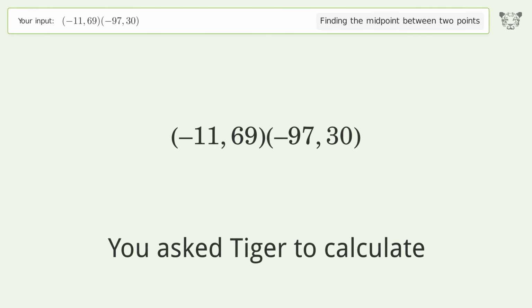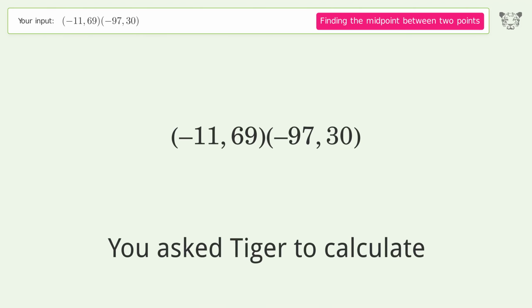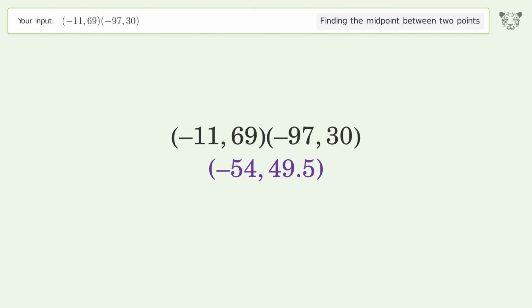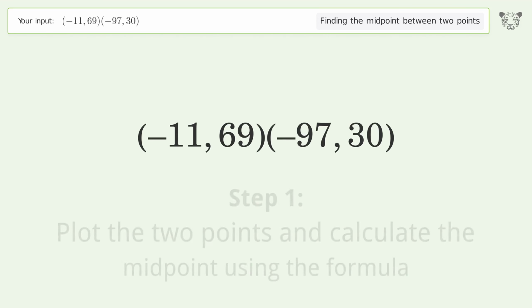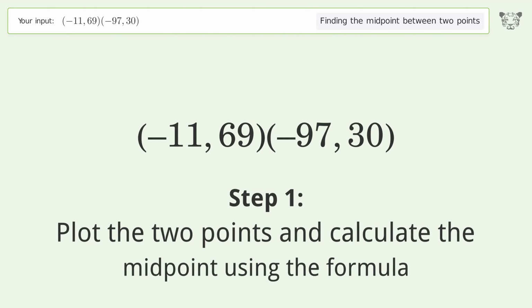You ask Tiger to calculate. This deals with finding the midpoint between 2 points. The midpoint between the 2 points is negative 54, 49.5. Let's solve it step by step. Plot the 2 points and calculate the midpoint using the formula.